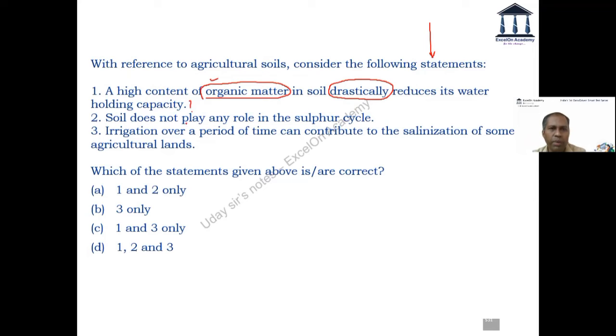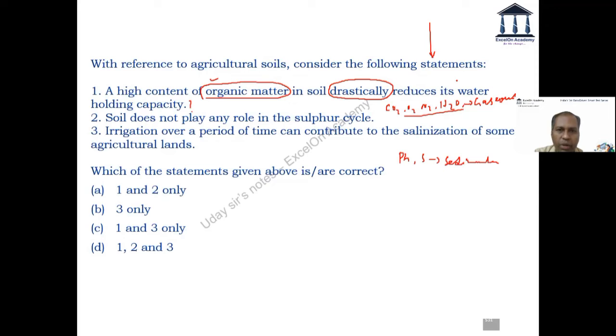Soil does not play a role in the sulfur cycle. What I'll do is immediately go back to the basic fundamentals and look at what are all the gaseous cycles, what are all the nutrient cycles we have discussed. We've discussed carbon dioxide, oxygen, nitrogen, what else? Water, all these cycles we discussed, and we called these gaseous cycles. Do you remember? And there were only two cycles, phosphorus and sulfur, which were called sedimentary cycles. Do you recollect that? Someone has answered also.